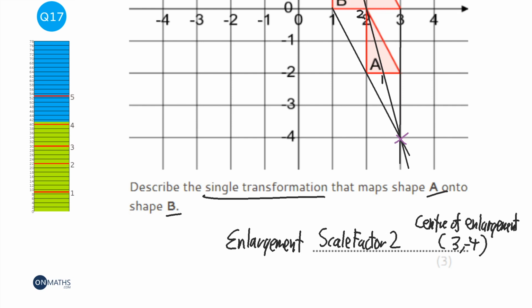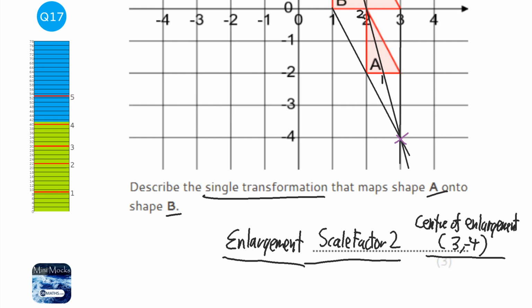And you need all 3 of those things. Sometimes it's only 2 marks, and you don't always get a mark for saying enlargement. However, you can't get full marks unless you say enlargement. So make sure you have the word enlargement and the scale factor to guarantee that you get that first mark. And then the second mark or the third mark will be for the centre of enlargement.